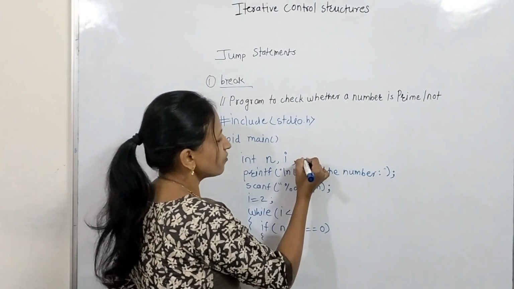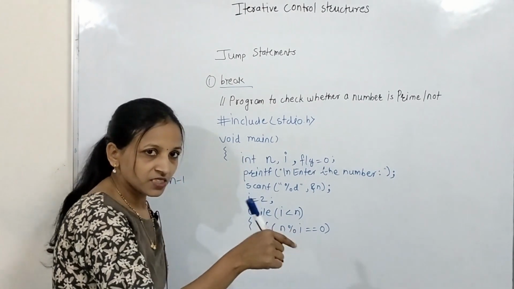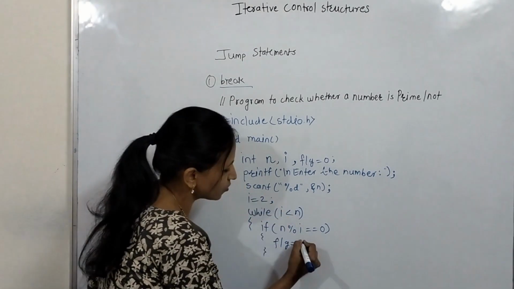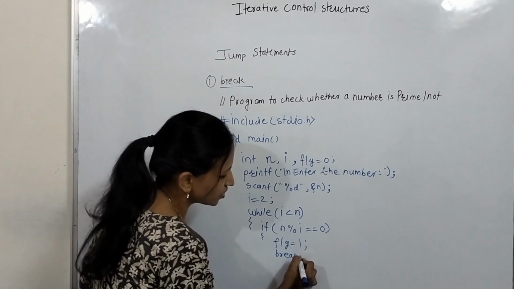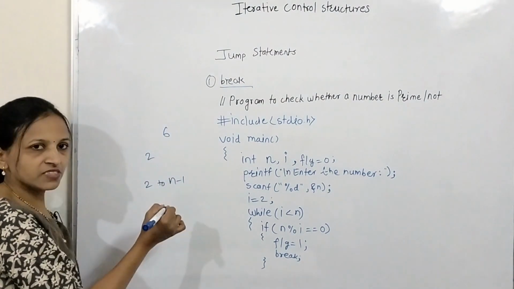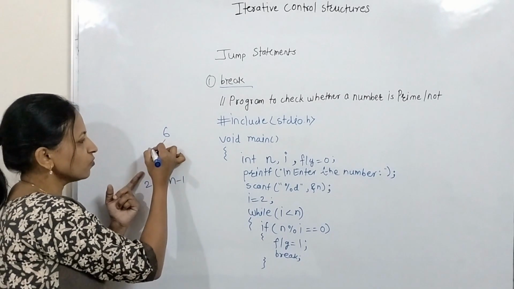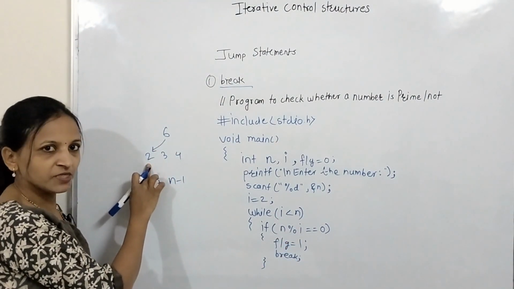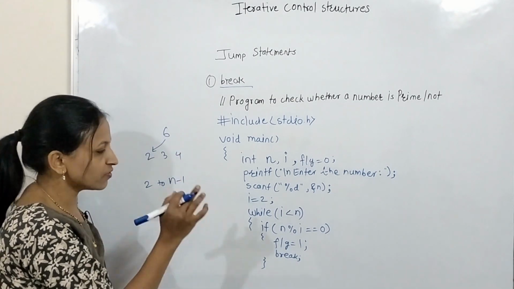For that we will declare one flag variable here, and initially it will be 0. If this condition is true, meaning it is dividing at any place, only then will we change the value of flag to 1, and then we have to break here. Why? Because there is no need to continue the process. In the case of 6, we check whether it is divisible by 2, then 3, then 4, and so on. But initially the counter is 2, and this condition will be true because 6 is perfectly divisible by 2. The remainder will be 0. In this case there is no need to check again whether it is divisible by 3, 4 and 5. That's why we have to stop here.